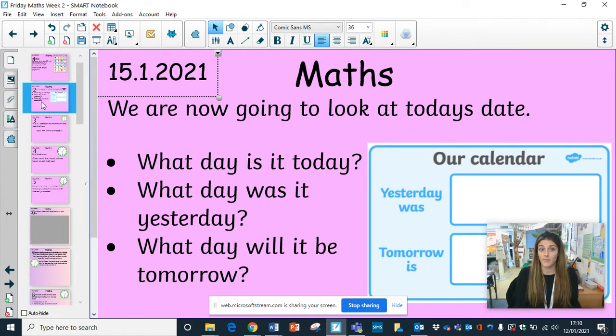Okay, so the next activity I'd like you to do is we are looking at today's date. So what day is it today? What day was it yesterday? And what day will it be tomorrow? Remember, pause throughout if you need time to think or to share or write anything down.